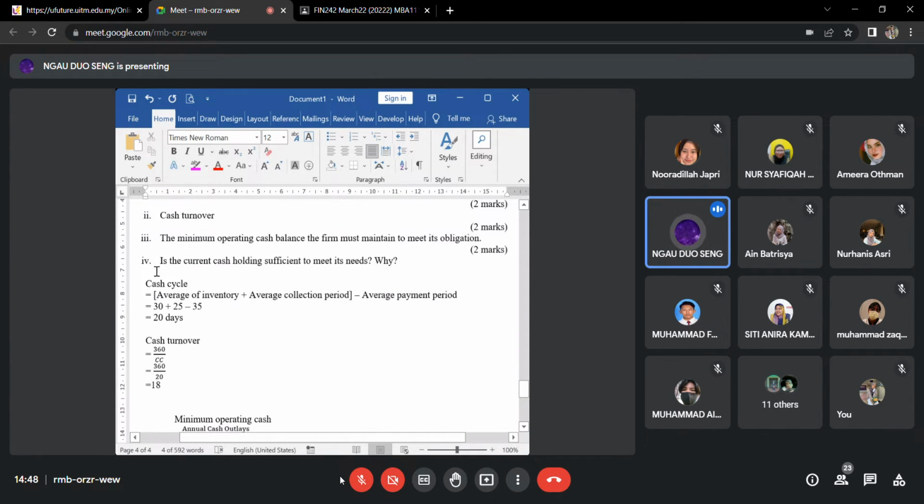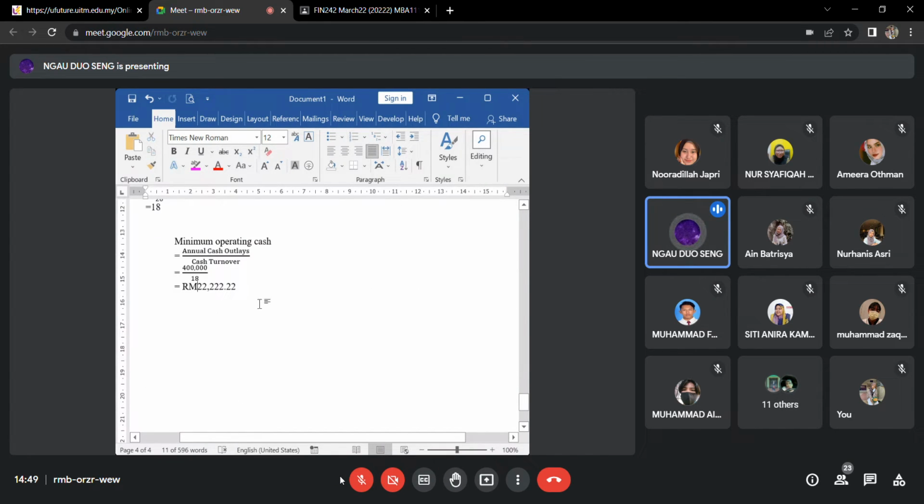Then they have last question. Is the current cash holding sufficient to meet its needs? Sufficient or not sufficient?